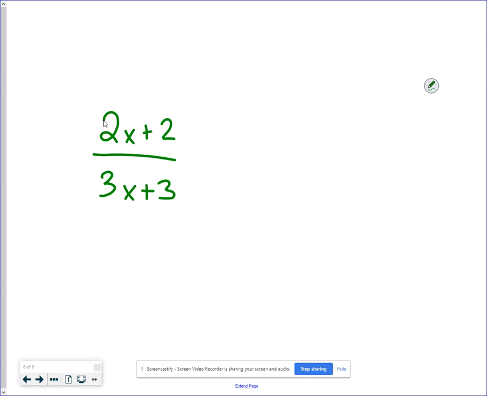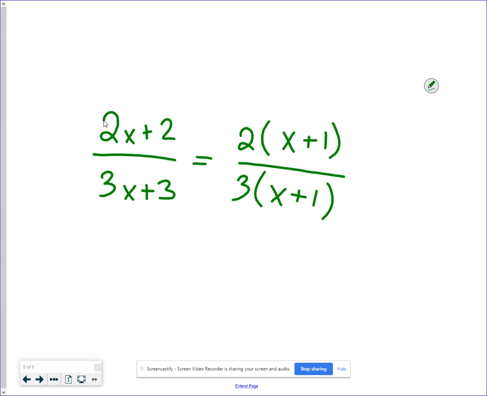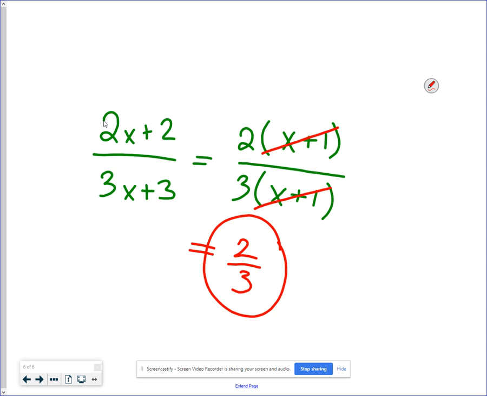Can the top be factored? Yes, we can factor out a 2. So we can rewrite the top as 2 times the quantity x plus 1. Can the bottom be factored? Yes, we can factor out a 3. 3 times the quantity x plus 1. So now we got both the top and the bottom written as factors. Do they have any factors in common? They both have the factor x plus 1. So the factor x plus 1 on top will mark out with the factor x plus 1 on the bottom. And our simplified answer would be just 2/3.